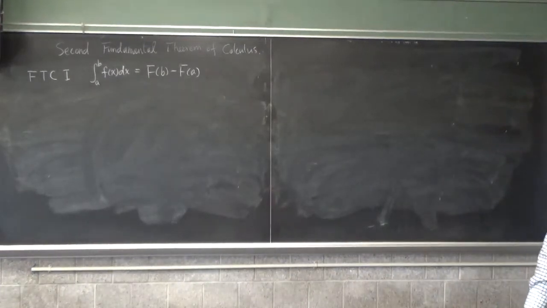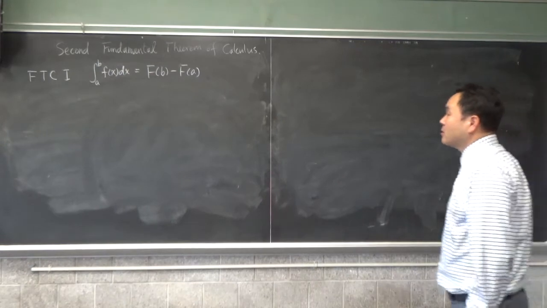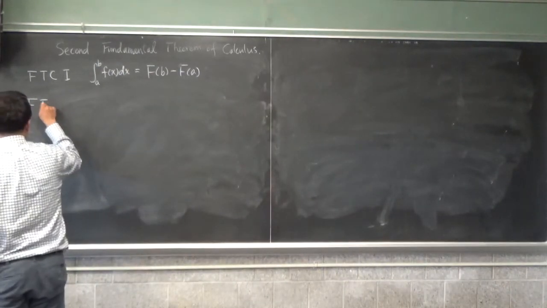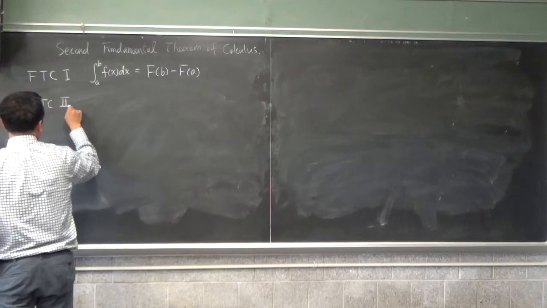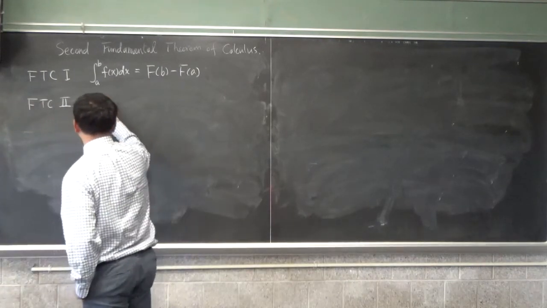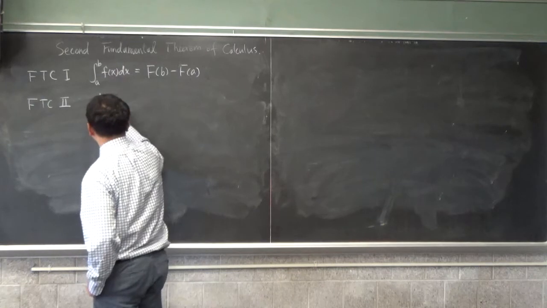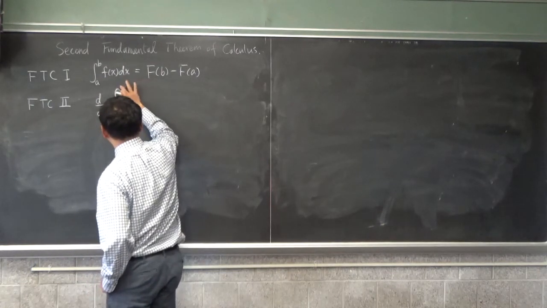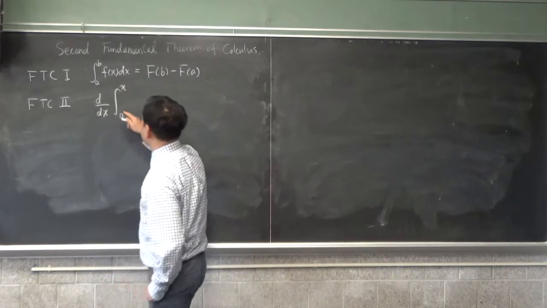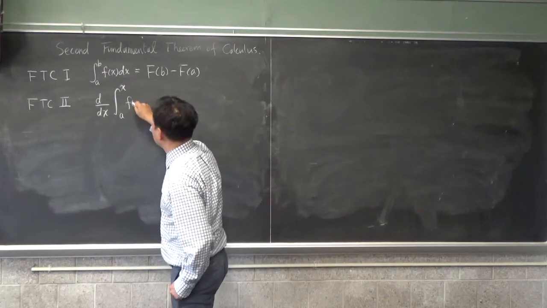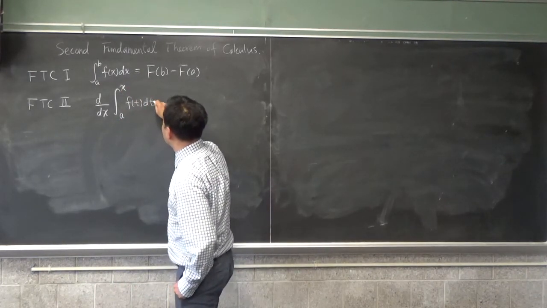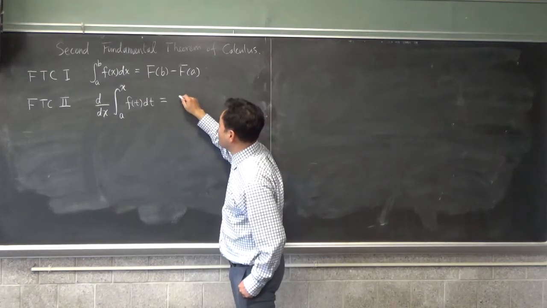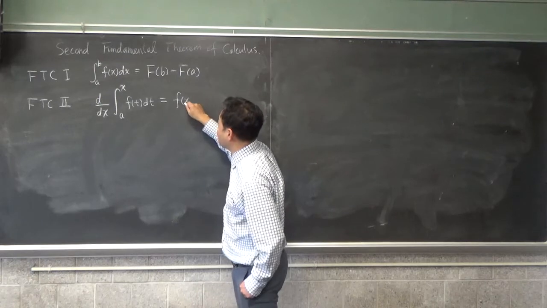The second fundamental theorem of calculus says the following. FTC2 says, if you differentiate a function defined by an integral, then this is going to give you f of x.